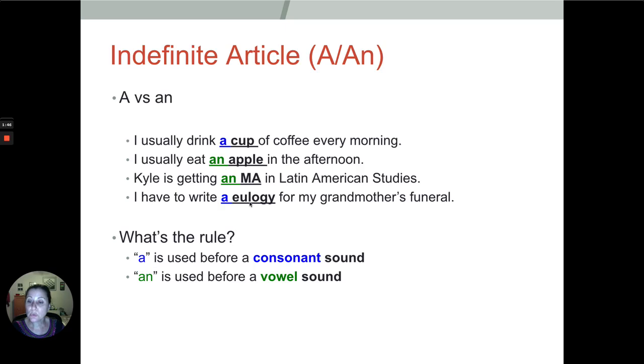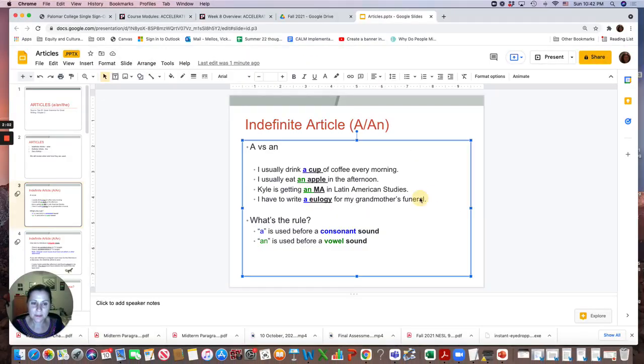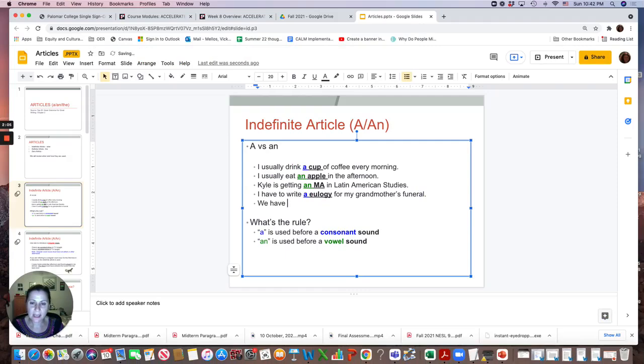Or this one, eulogy. It's pronounced like a Y, okay, eulogy. So that's actually a consonant sound. Another popular example, I'll give one more. Like if I say, we have an hour. Hour. What's the sound? Is it a consonant sound or a vowel sound? Even though it begins with an H, which is a consonant, the sound is like "our," like an O. So actually, here we're going to use an.